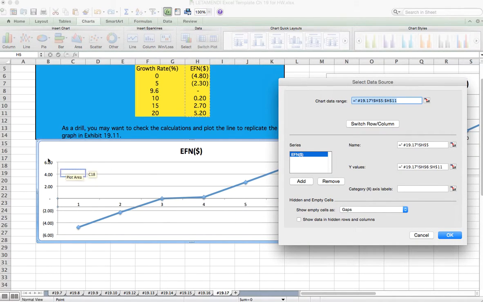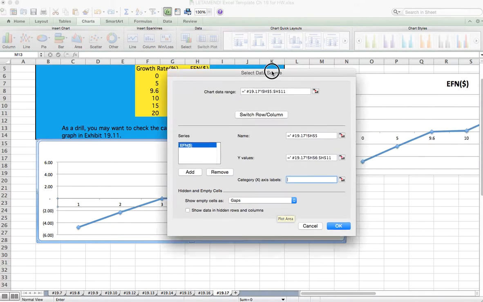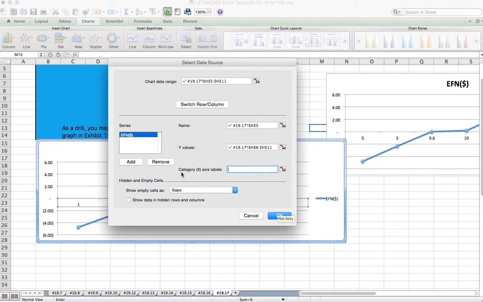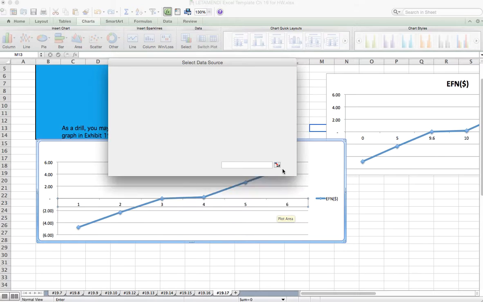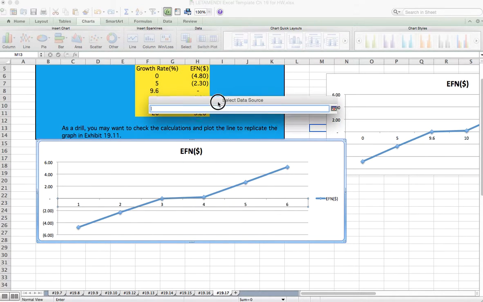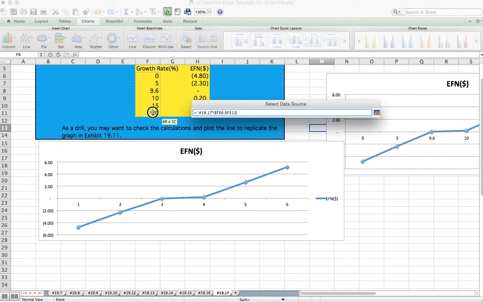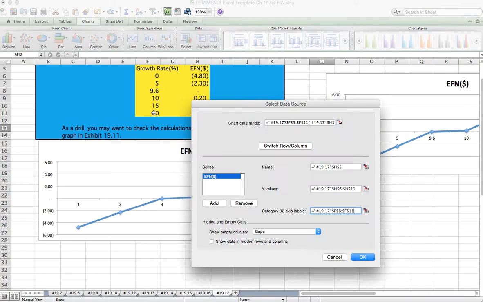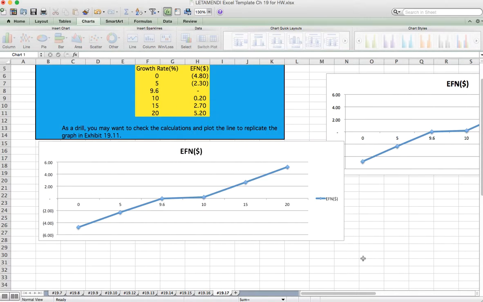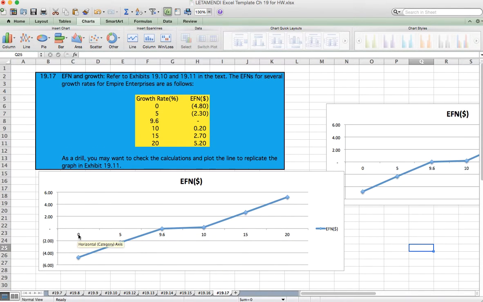If you remember, up and down is the y-axis, left and right is the x-axis. So what we're doing is changing the labels, adjusting the category x-axis labels. We click here, and now it's asking us to select the data source. So we select this range there, and then press enter, and then hit OK. And that's how you get this line to be like that.